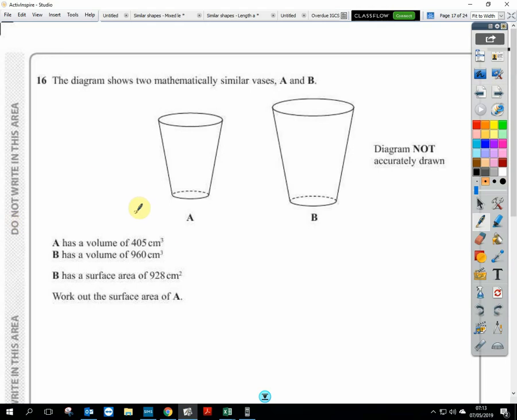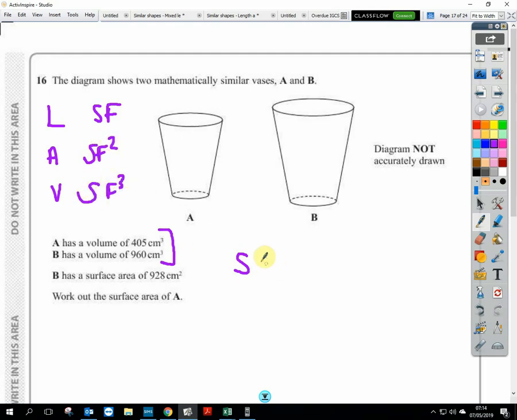Okay, so this question is to do with similarity. You have two volumes here. So the first thing to write down is this. We have length, area, volume. Length is associated with scale factor. Area is scale factor squared, and volume is scale factor cubed.